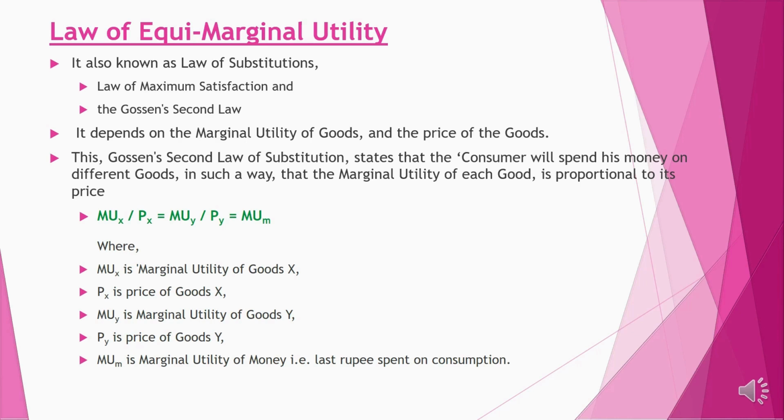Also, suppose MUx by Px is not equal to but is greater than MUy by Py, then the consumer will substitute good X for good Y. As a result, the marginal utility of X will fall and the marginal utility of Y will rise. Thus, it is seen that utility is the satisfaction derived. However, it is significant to learn how utility is measured.